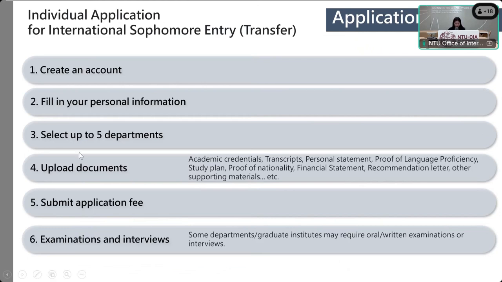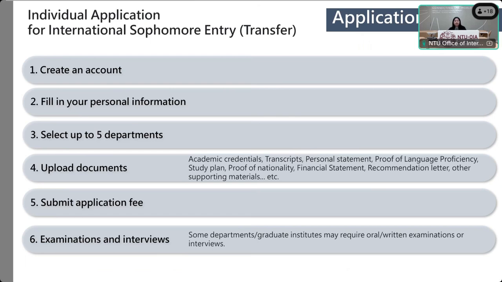Next, you will need to upload all the required documents such as academic credentials, personal statements, proof of language proficiency, financial statement, recommendation letter, and so on. Then you will need to pay the application fee. Once you have completed all the steps, please submit the application before the deadline. Some departments may require oral or written examinations or interviews. If so, just wait for the notification from their departments.